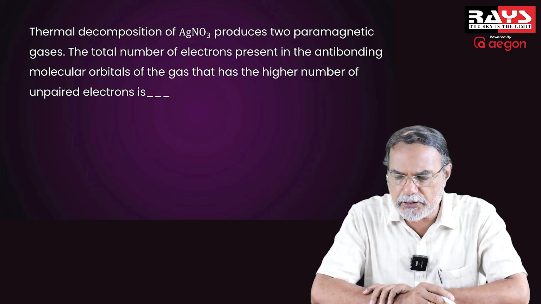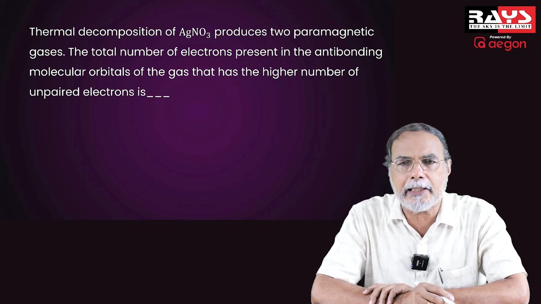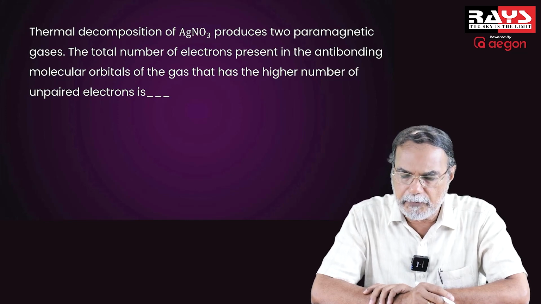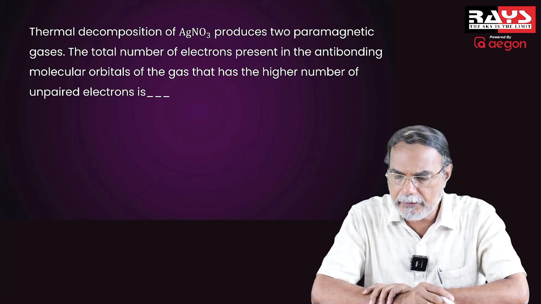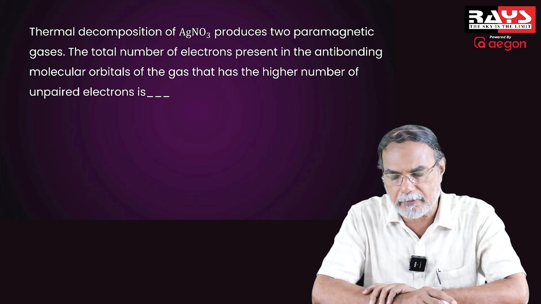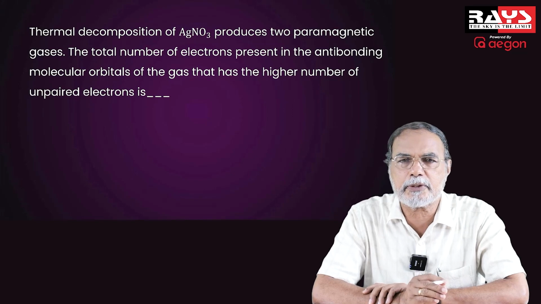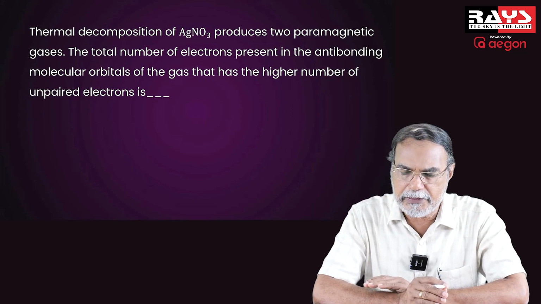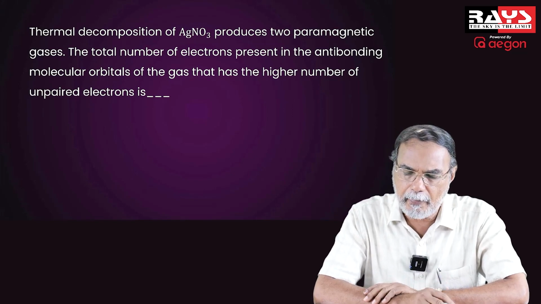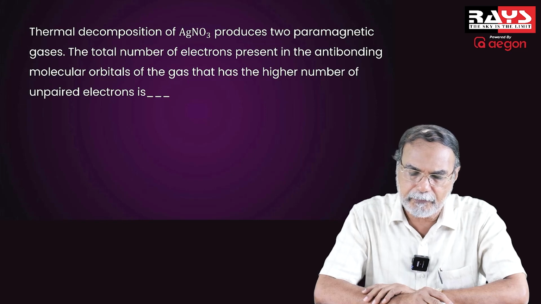Thermal decomposition of silver nitrate produces two paramagnetic gases. The total number of electrons present in the antibonding molecular orbitals of the gas that has higher number of unpaired electrons is. That's the question. The question is pretty simple. You just peacefully look at the question and try to answer it.